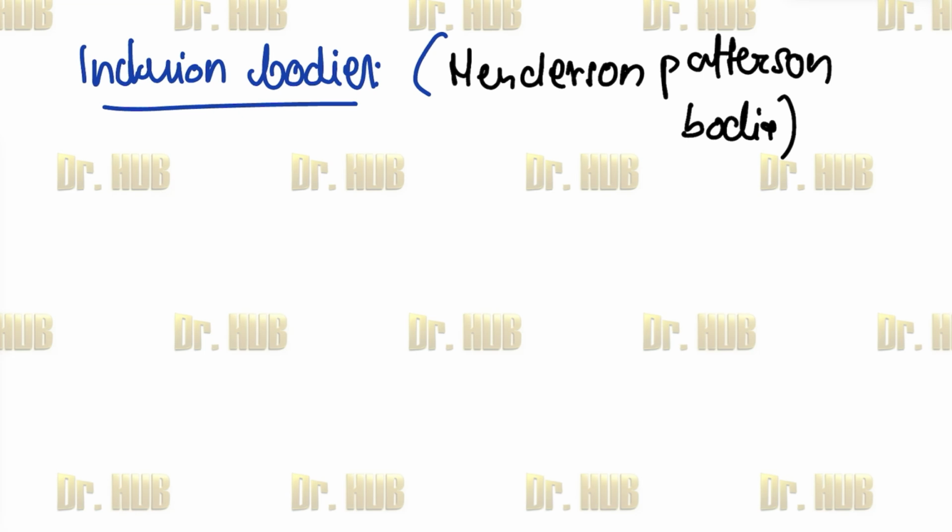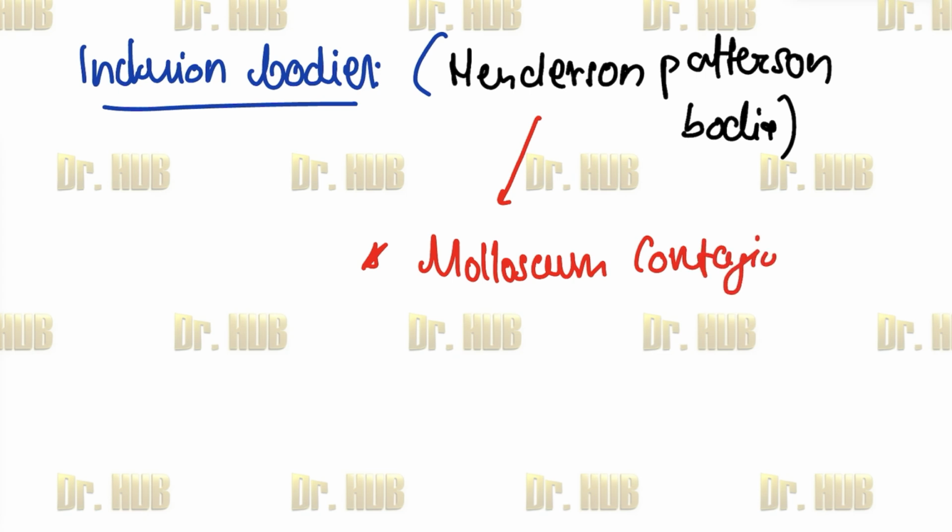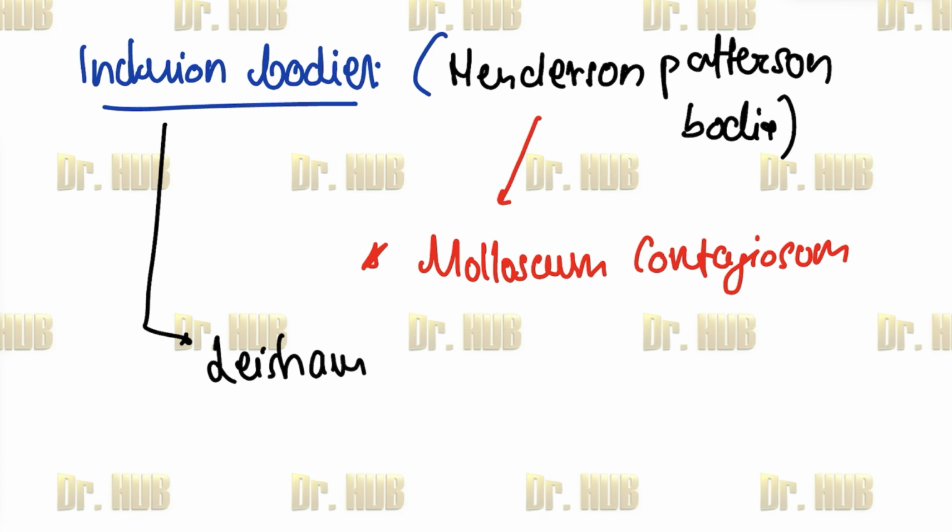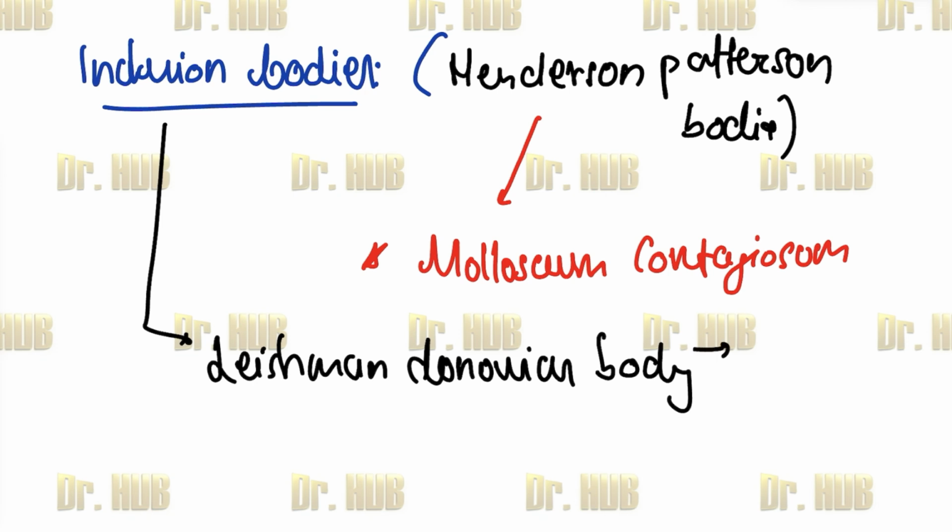Next are the inclusion bodies. They can also include the Henderson-Patterson bodies, which suggest it is molluscum contagiosum. The other inclusion body is the Leishman-Donovan body. As the name suggests, it is for leishmaniasis.